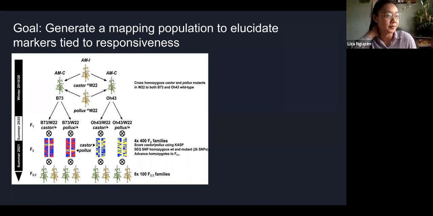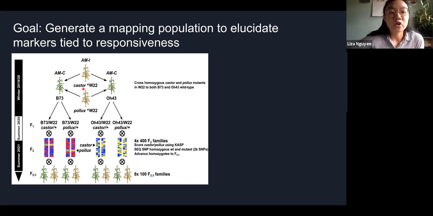So with that, the goal of my thesis was to generate a mapping population to identify these markers that are tied to responsiveness. If you remember from a few slides back, Ohio 43 was one of those varieties that responded very, very well to mycorrhizae. So I wanted to elucidate the genetic markers specifically in the Ohio 43 variety to try and identify what those markers were that enabled Ohio 43 to perform so well compared to other varieties like B73, which didn't really improve that much with mycorrhizae.